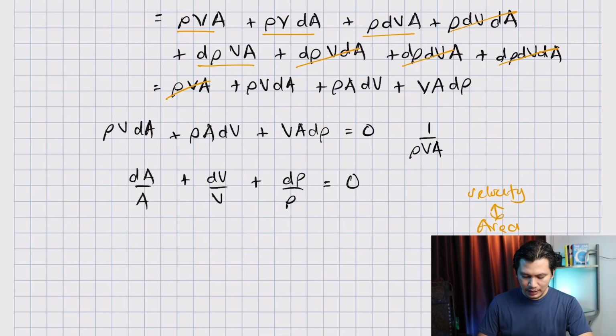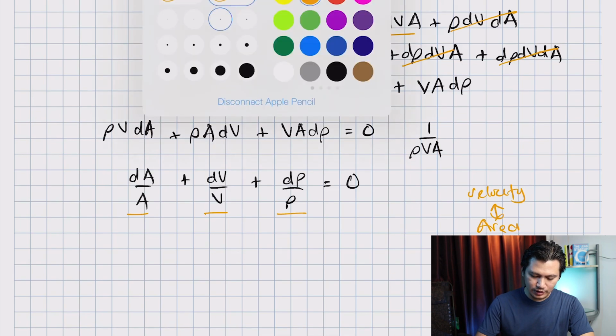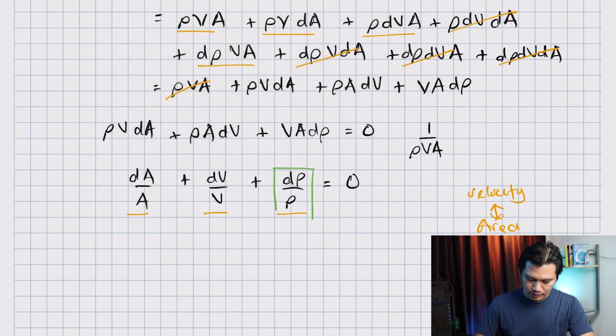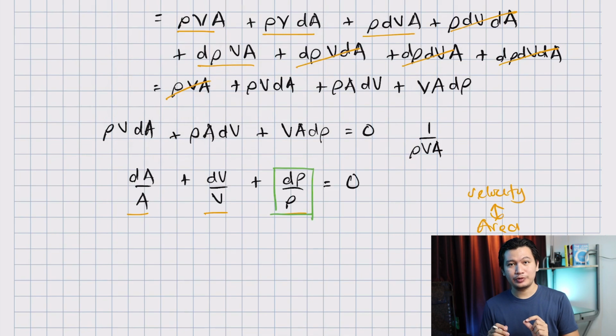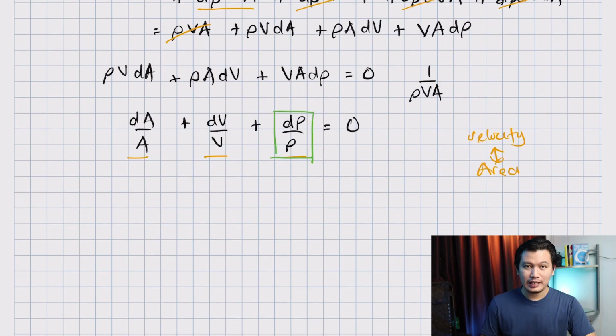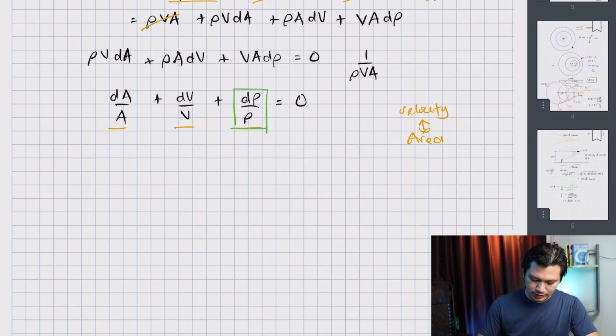Okay, and now we have here area and we have velocity, but we also have rho. Let's see what we can do about this rho so that we can obtain the relationship between velocity and area. Now let's go back to a concept that you have already learned before, which is called the Bernoulli Equation. And the Bernoulli Equation says that P over rho g plus V squared over 2g plus H equals a constant.